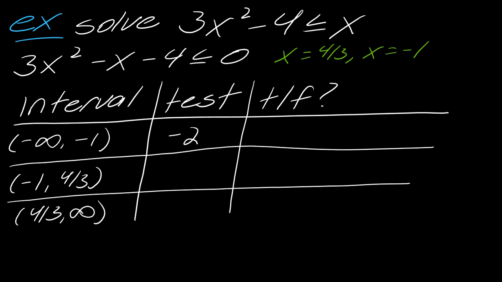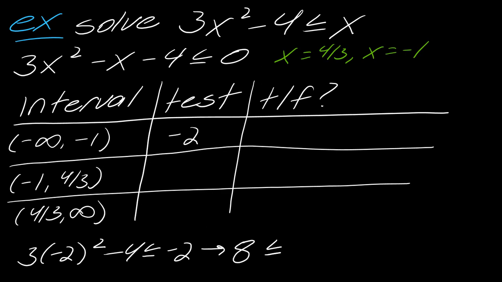So let's see, I'll choose negative 2 as my first point. And then as far as which equation you should substitute this into, I'm actually going to sub it back into the original equation. You could have done it in the factored form and you would have gotten the same conclusion, but I just like going back to the original. Okay, so let's see. If I plug that in, I get 3 times negative 2 squared minus 4 is less than or equal to negative 2. So if I sort that out, this will turn into 8 is less than or equal to negative 2. So that is false. No.